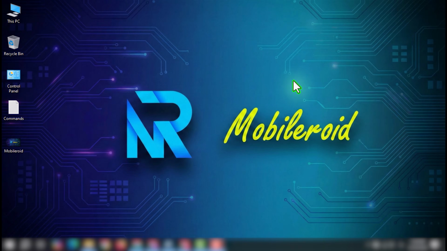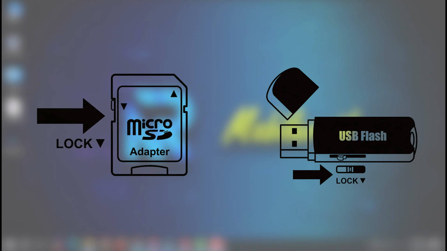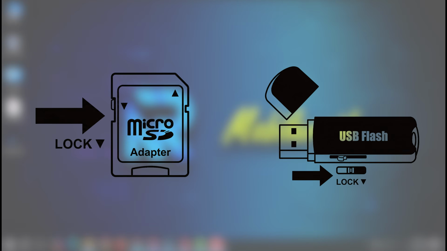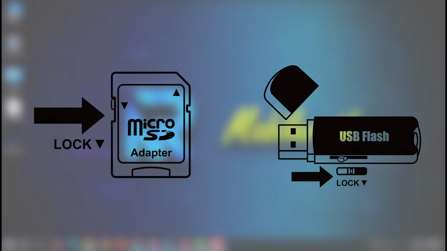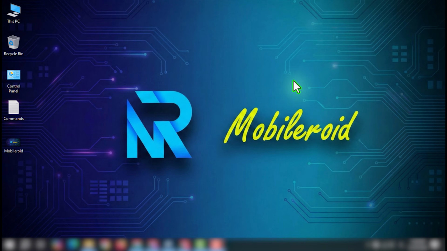But before we jump into the software side, there is one important thing you should check. Take a look at the body of your flash drive or SD card adapter. Some models have a tiny physical switch on the side. If it's set to lock, no software can bypass it. So let's move on to our first software method.